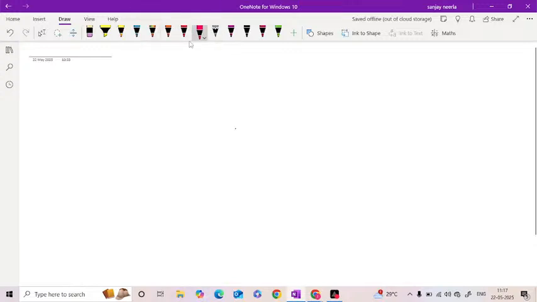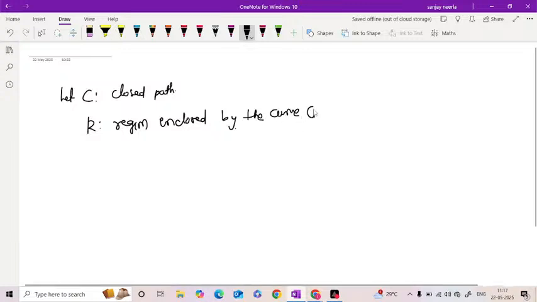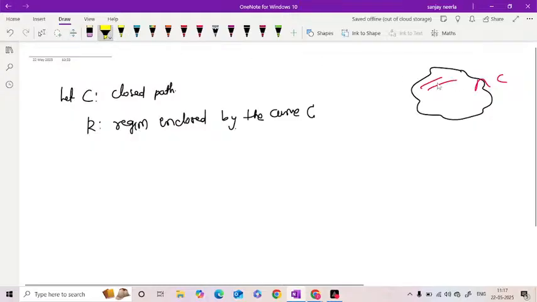Now the statement of Green's theorem is, okay, so let us assume C is a closed path and I am assuming R is the region enclosed by the curve C. That means assume it is the closed path C and this is our region R. This is the region R.